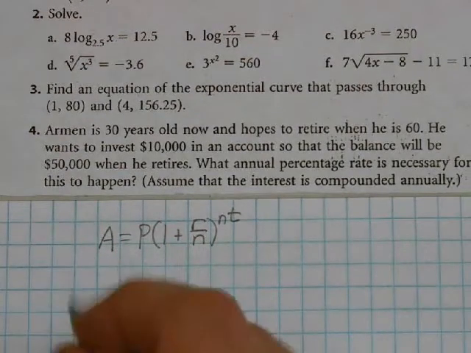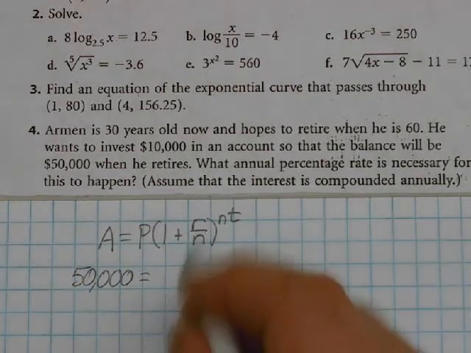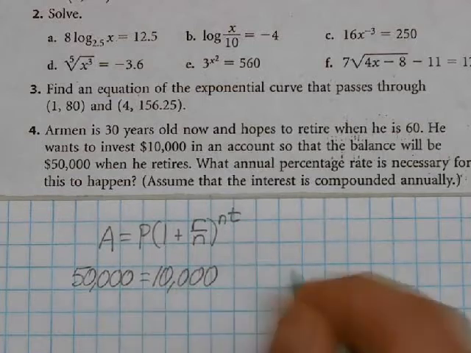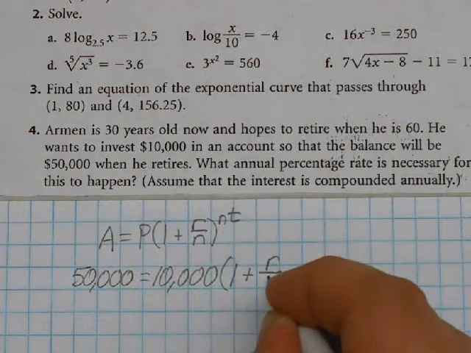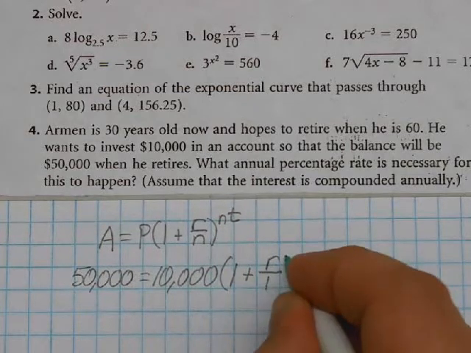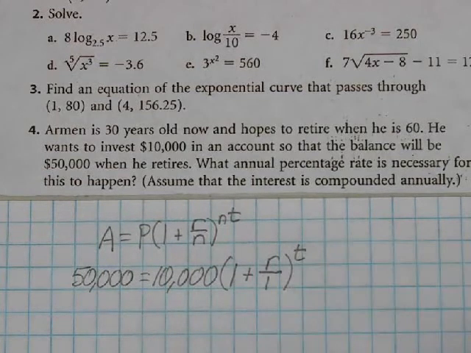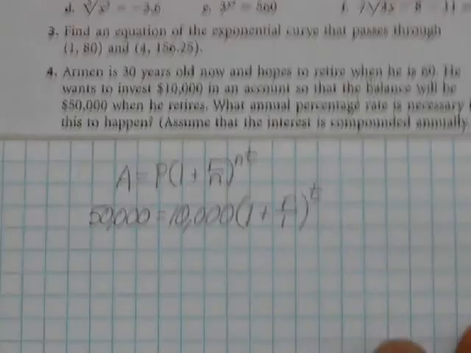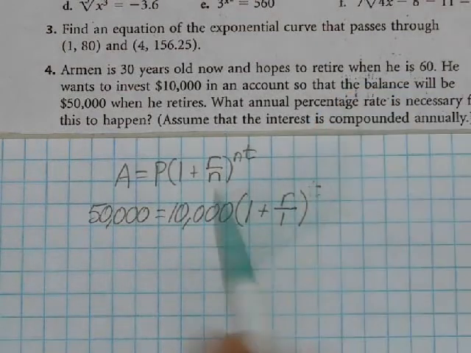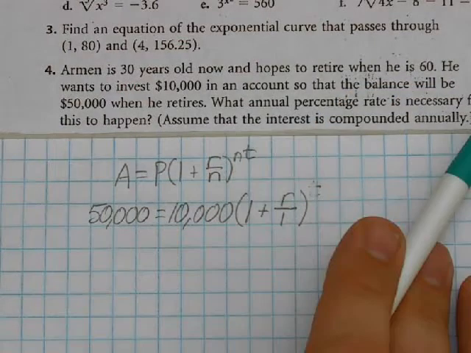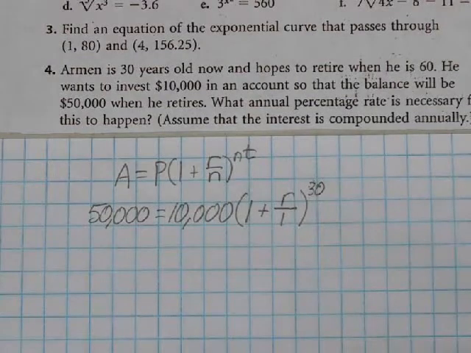So the end amount is given to us as $50,000. The principal, $10,000. We're looking for r. The number of compounding periods per year for annually is 1. And then 1 times t is just t. So to solve, I'm sorry, we do know t. My apologies. He's 30 now. He's going to retire when he's 60. So 1 times 30 is 30. So we get 30 there.